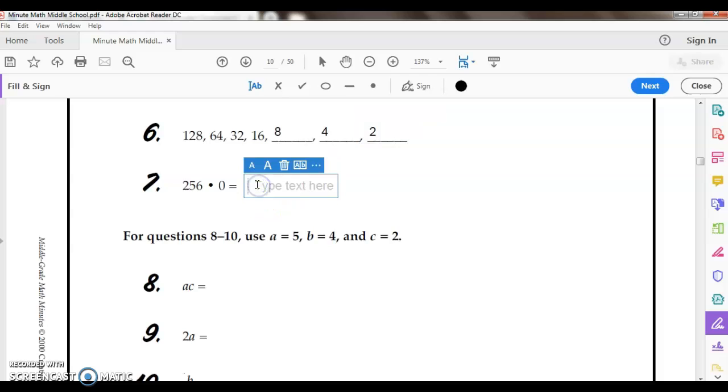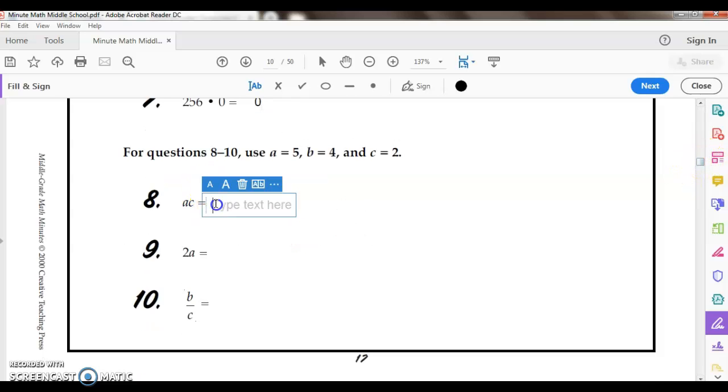Okay, 7. This one's going to be easy. Anytime you multiply anything by 0, it's always going to be 0. It doesn't matter how big the number is. If you're multiplying anything by 0, it's still going to come out to 0.